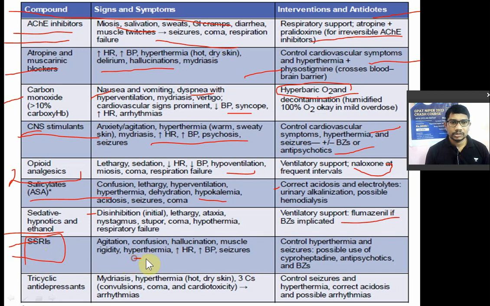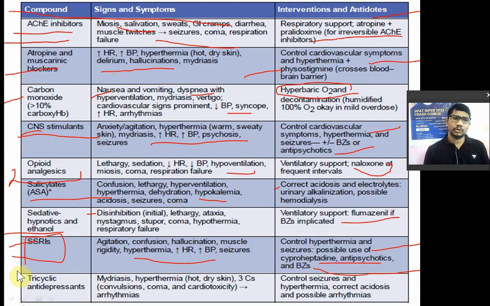Agitation, confusion, hallucination, muscle rigidity, hyperthermia, increase in the heart rate, increase in the blood pressure, seizures, etc. What is the treatment or intervention or antidotes? You have to control the hyperthermia and seizures, and you have to use antipsychotics, benzodiazepines or cyproheptadine. All these are CNS depressant drugs. Antipsychotics will depress, cyproheptadine is an antihistaminic drug, and sedation is one of its adverse effects. Benzodiazepines also depress.